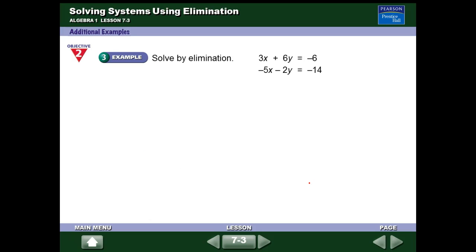Here's another example. But of course, things are going to start to get harder. So when you look to cancel here, do your x's or y's immediately cancel? No, they don't. So now we're going to have to multiply first, use that distributive property, and then add or subtract.